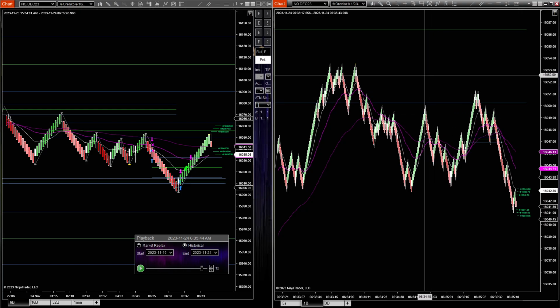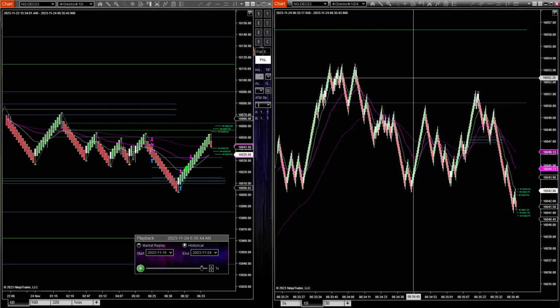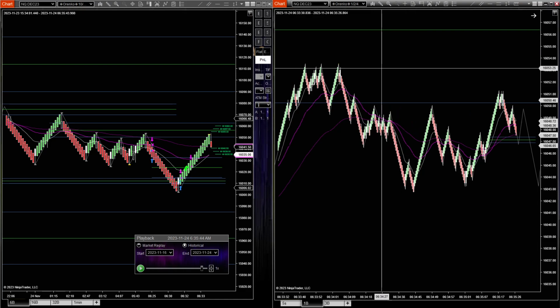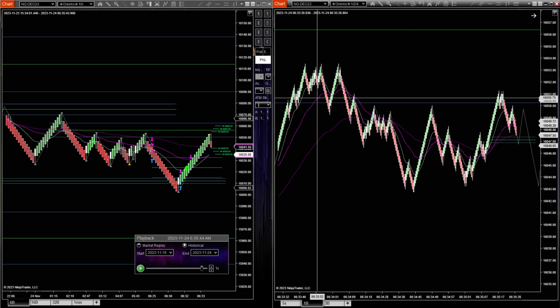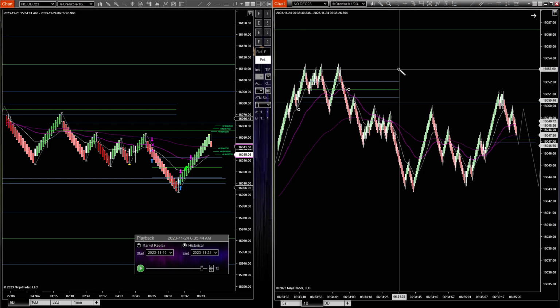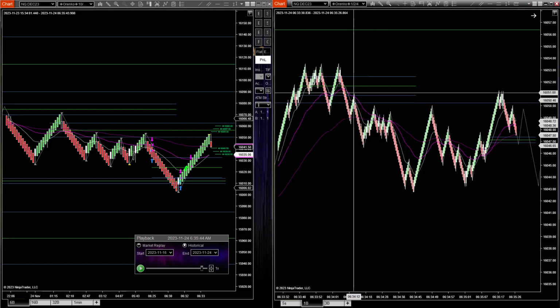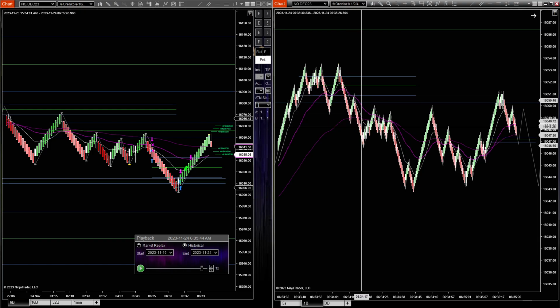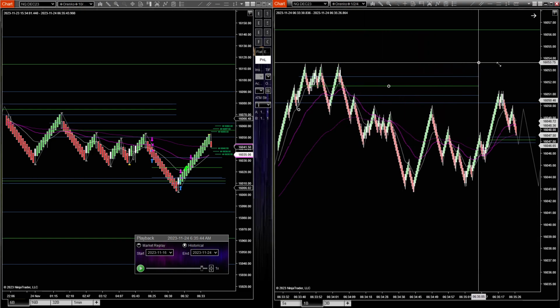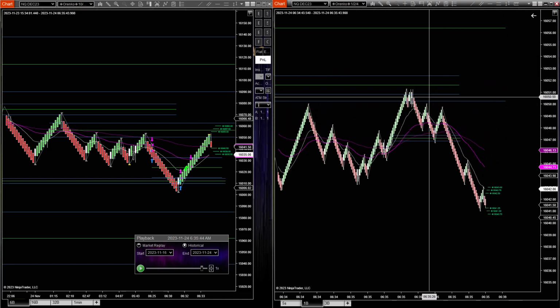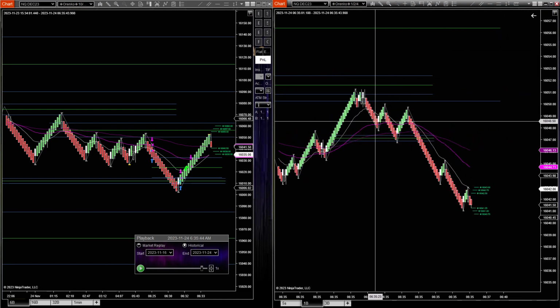Honestly, this is a zone that we should have used for multiple entries. So we had this zone. Now we broke it here. Tapped in. First sell. Bought. Unmitigated still. Tapped in here, but we didn't get the shift.